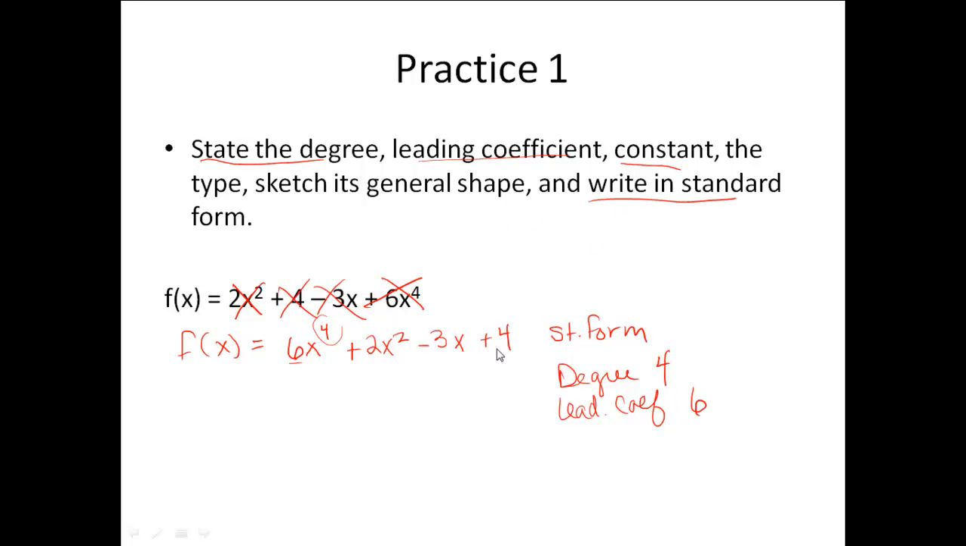And our constant is that 4 on the end. The type of graph. Now when it asks you for the type of graph, it's wanting the name. Is this a constant, linear, quadratic, cubic, or quartic? Since we have a degree of 4, it would be quartic. And then we need to sketch its general shape. Well, it's either going to be like a parabola or kind of like a W.